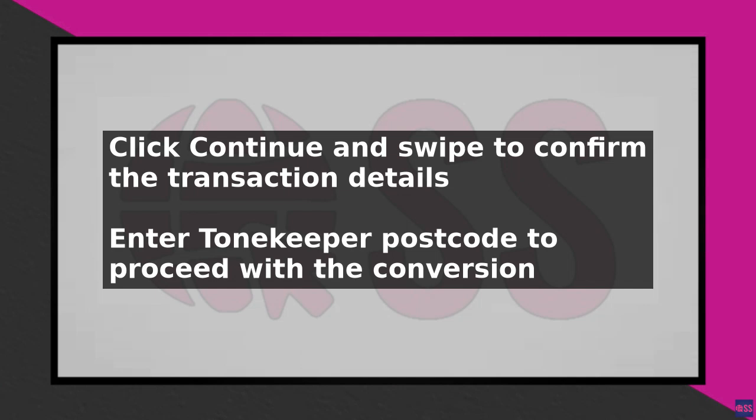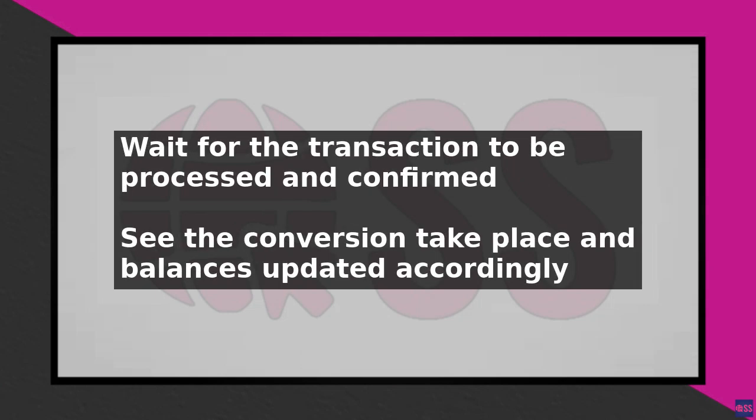Next, swipe to confirm the transaction. Enter your Tonkeeper passcode, and wait for the transaction to be processed. After a short wait, typically around 20 seconds, you'll see the conversion take place, and your TON balance will decrease while your USDT balance increases. This process allows you to successfully convert TON to USDT on Tonkeeper.